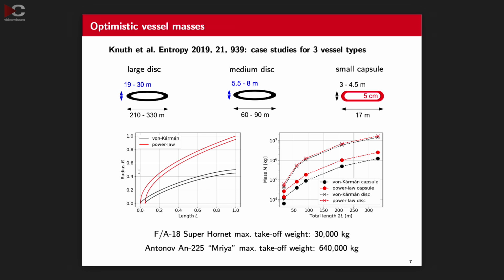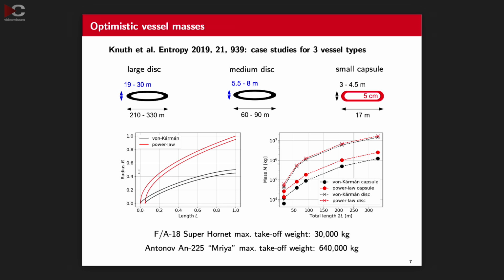Let's compare to the maximum lift-off weights that we have for our vessels. For instance, there is the F/A-18 Super Hornet, which is a combat jet, which has a maximum takeoff weight of 30 tons. The largest plane to ever take off is the Antonov Mriya, which had a lift-off weight of 640 tons. So compared to that, our smallest little Tic Tac vessel, having a von Karman profile with only 6,000 kilograms, is actually well in the realm of possibilities.